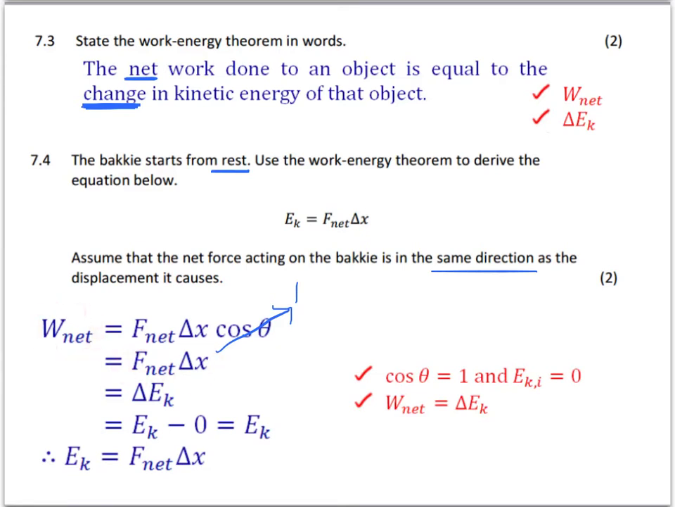Now, net work is also equal to your change in kinetic energy. That we have from the work energy theorem. The change in kinetic energy is your final kinetic energy minus your initial kinetic energy. The initial kinetic energy we've said is 0 because the bucky starts from rest, in which case your change in kinetic energy is simply equal to the final kinetic energy, only in this instance because the bucky starts from rest. In which case, your net force multiplied by your displacement is equal to your final kinetic energy, which we have here in the last line, which is the line that we were asked to derive.